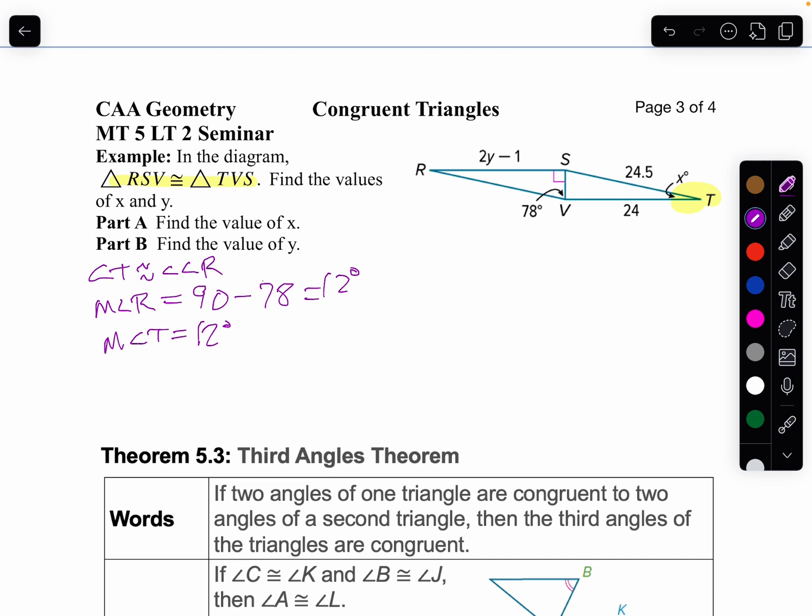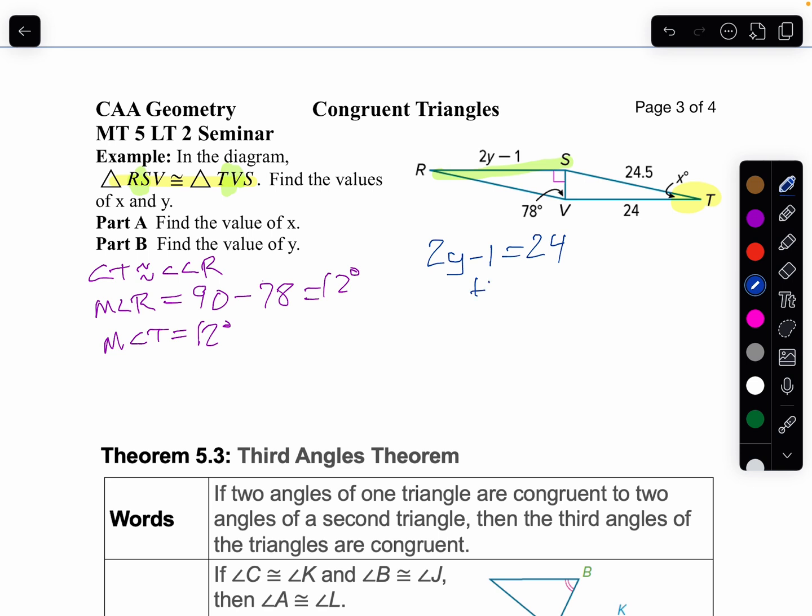Now I want to turn around and find y. Notice y is r to s. So r to s is congruent to t to v. And do I know t to v? Yes, I know. T to v is 24. So I'm going to say r to s, which is 2y minus 1, equals 24. And then I'll just do the algebra.